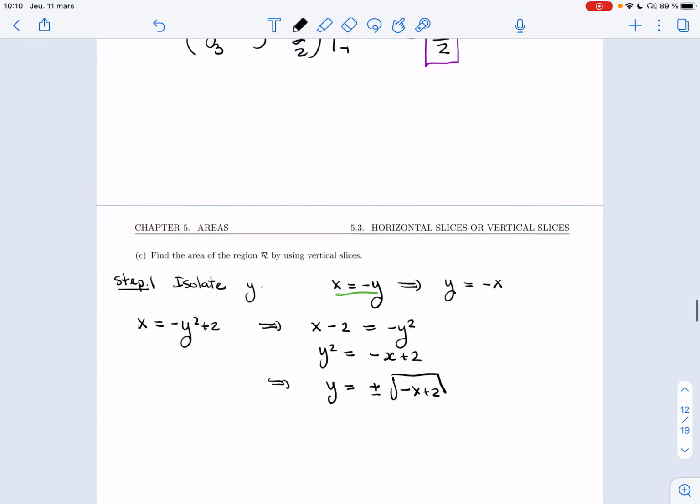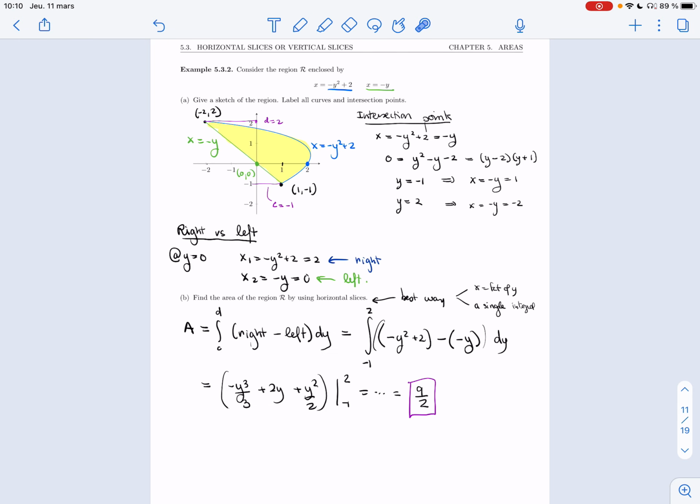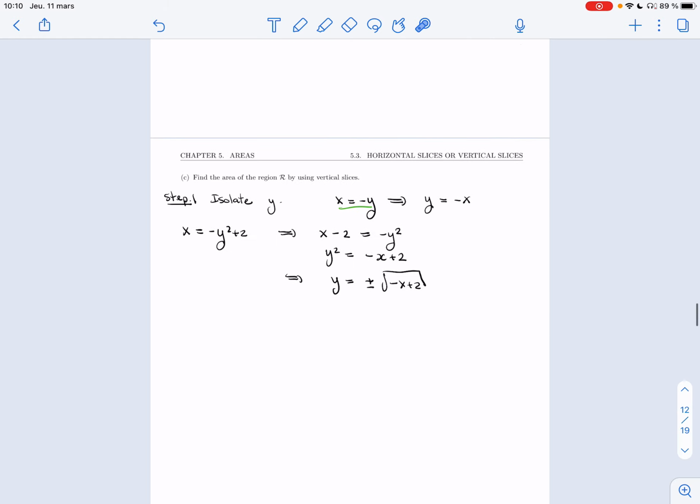So the blue curve right here is going to turn into two different curves now. We're going to have this part, and we're going to have that part. All right, so we're going to have y equals square root of minus x plus 2, and we're going to have y equals minus square root of minus x plus 2. All right, so let's redraw the sketch with the three curves that we now have.